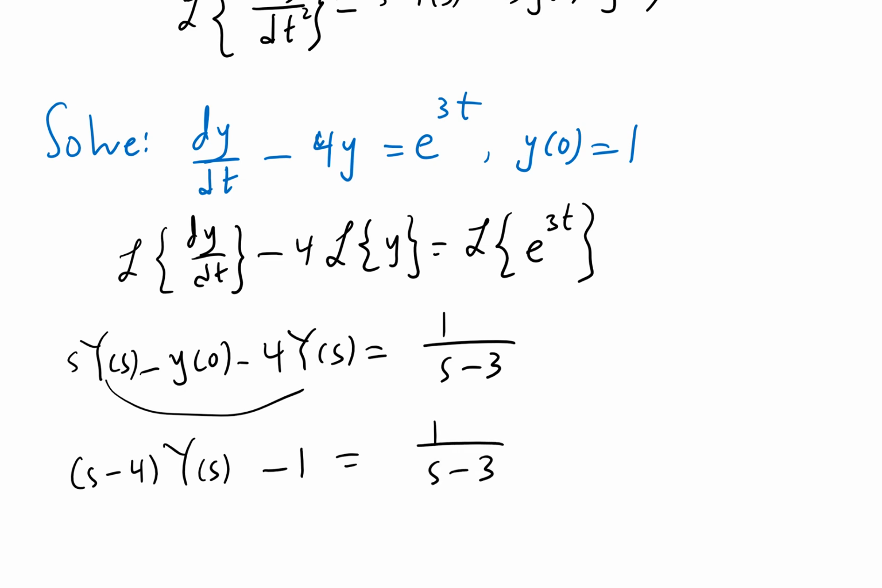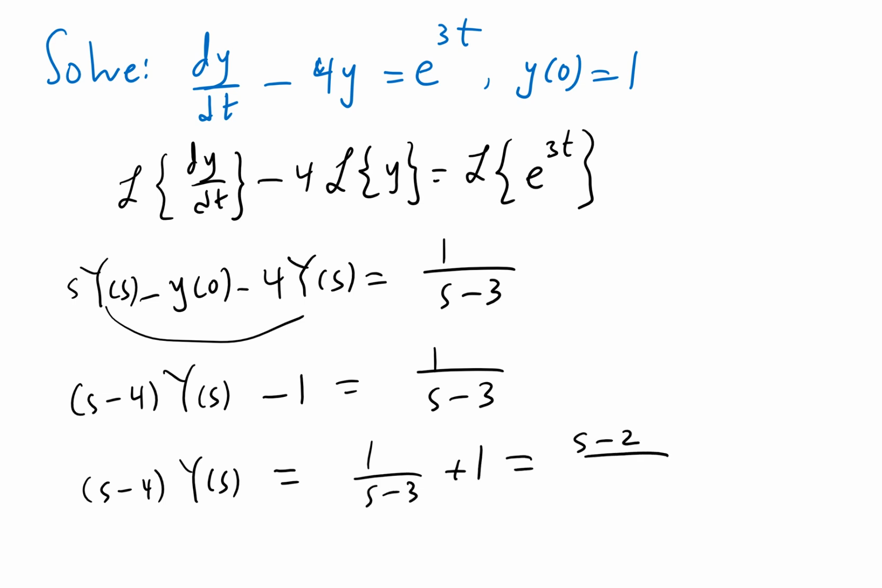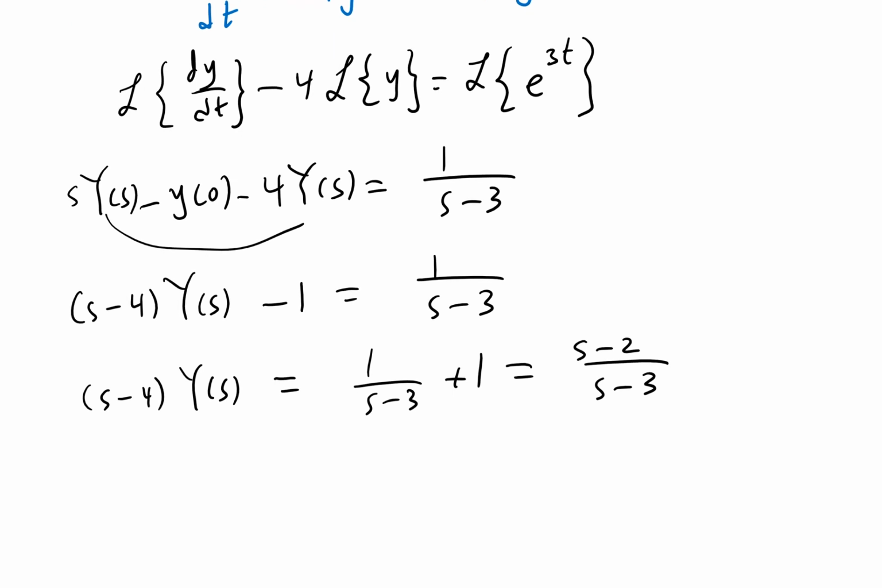Remember, I want to solve for capital Y of s. So how do I do this? Keep this the same. Add 1 to both sides, so you get 1 over s minus 3 plus 1. And that can combine to s minus 2 over s minus 3. So I solved for Y of s. Now we're going to solve for Y of s by dividing both sides by s minus 4. So I get s minus 4.